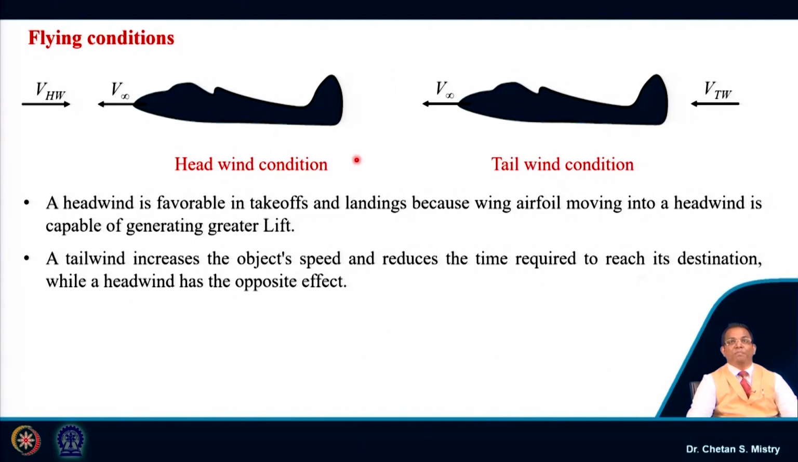Okay. At the same time, suppose I consider say tailwind condition, what is it doing? Basically, it is increasing the speed of my flight, the object speed will be increasing. What will it be doing? It will be reducing the time required to reach the destination, and that is opposite to what we are discussing in terms of headwind condition. So, what is the reason behind that? Let's try to understand, let's try to analyze this part.